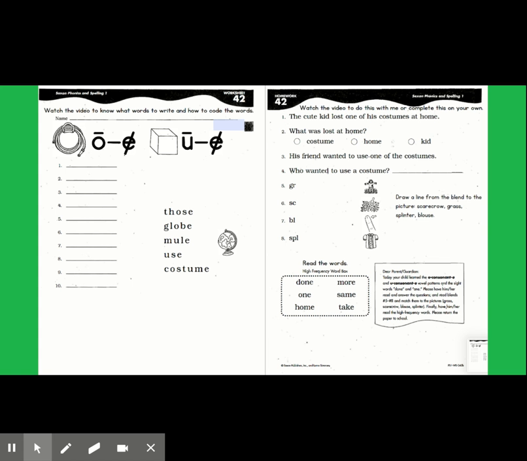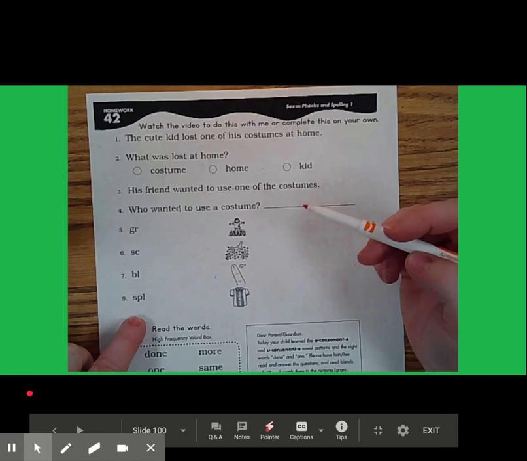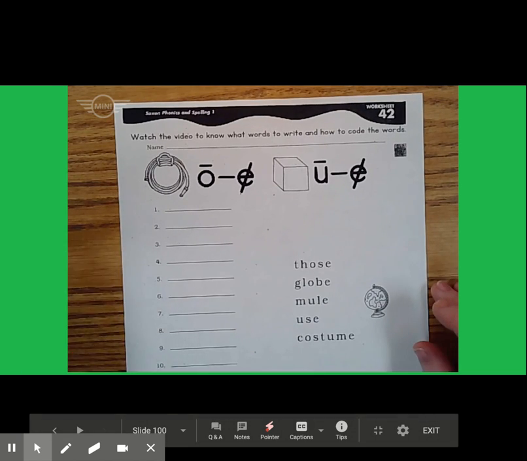Find your worksheet that looks like this. It's for 42. If you need to pause the video, do that now. We're going to do worksheet 42. Write your name.